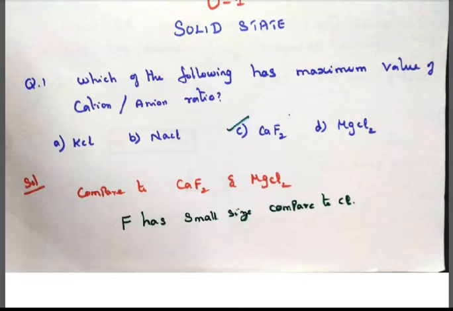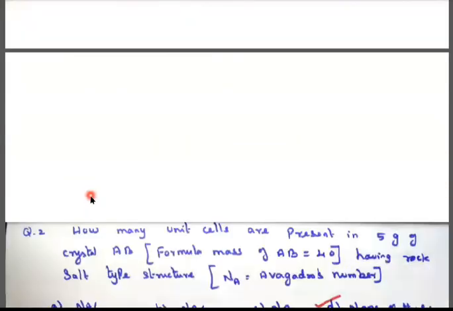In CaF2 and MgCl2, fluorine has a smaller size compared to Cl. So the anion is very small, but the calcium cation is larger. So the cation to anion ratio is maximum for the larger cation, Ca. Let us see the next question.